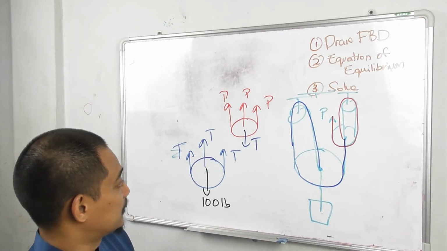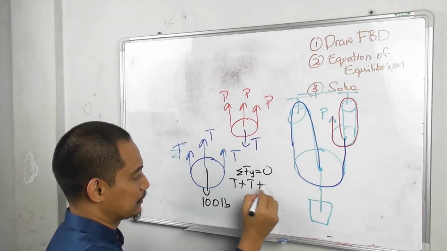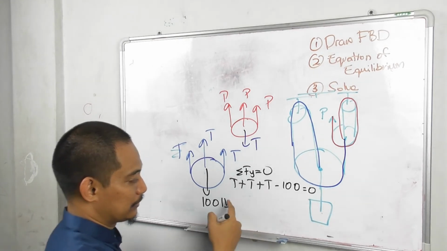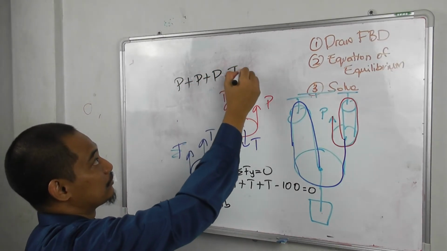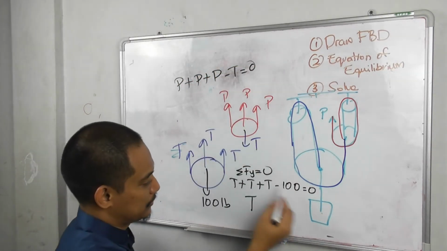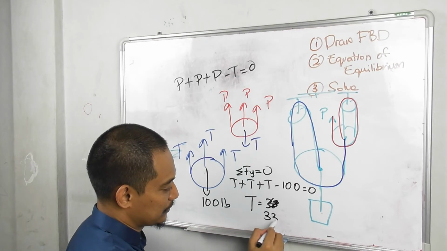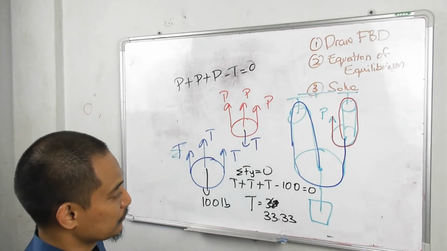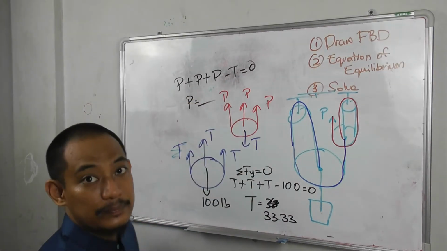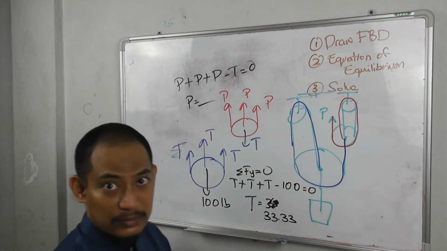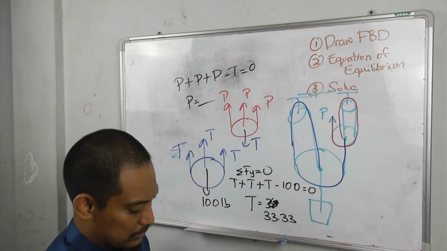Right, so straight away from here, summation of Fy equal to 0, you can see that T plus T minus 100 equal to 0, you can get what T is, and from here P plus P minus T equal to 0. When you know T is, in this case, 33.33, for example, or 100 over 3, plug in here, you can solve for P. Right, so again, I think if you have done enough exercises, you will see that pulley questions are normally quite easy.